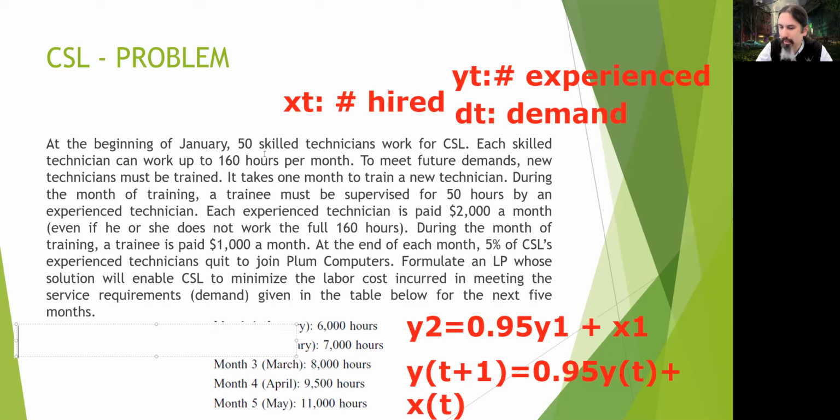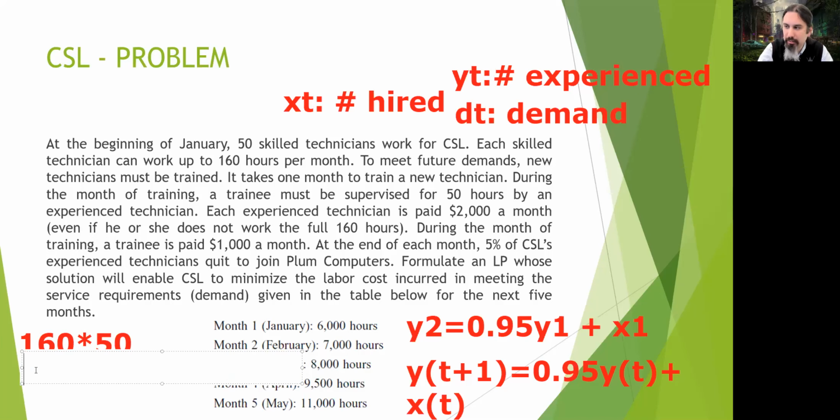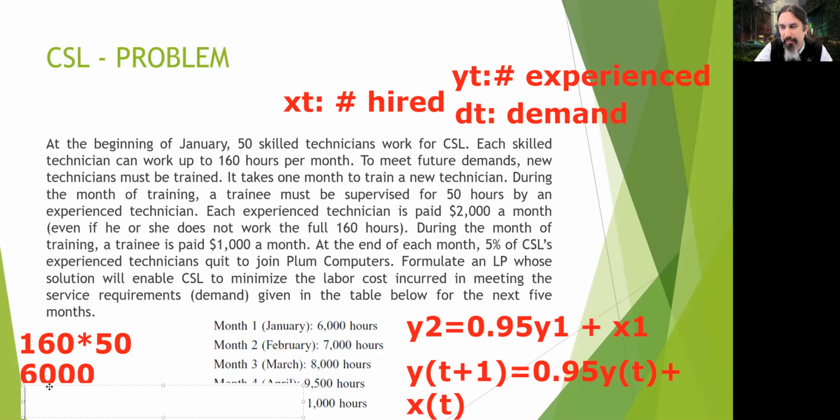Now, think about it like this. I have 160 times 50. This is the number of hours I have available, okay? I have to fit 6,000 in there for the first period. I need something else here. What else? Minus 50 times, for the hours my technicians set aside to train the newbies. Okay, training hours. 50 times 50 hours, right? Yes, 50 hours per new hire. So 50 times x1. So this one should be greater than or equal to 6,000 plus this.